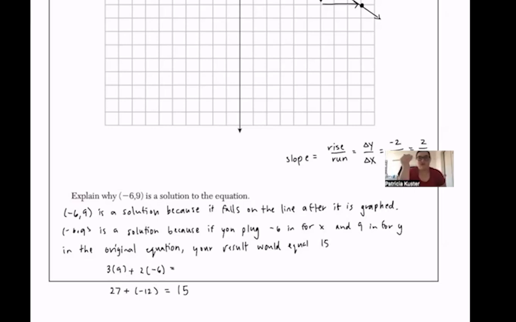So you could give a graphical explanation or an algebraic explanation.